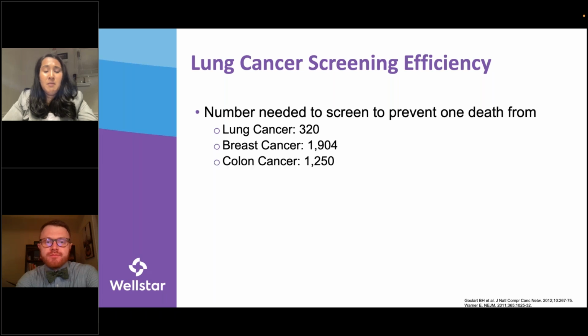And when we compare that number to breast and colon cancer, the number for breast is about 1,900, and for colon cancer about 1,200. So as you can see, the number is far less for lung cancer than for other cancers. Not to say that the other cancer screenings are not important, but we are not putting patients through more screening exams for lung cancer.